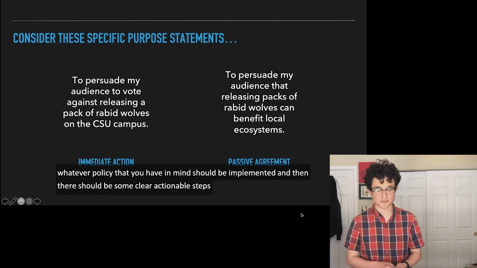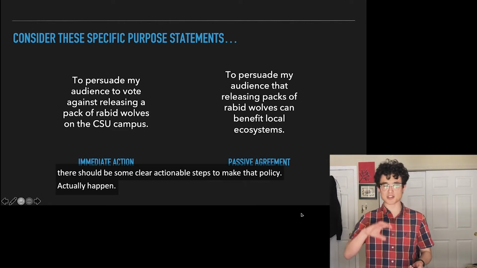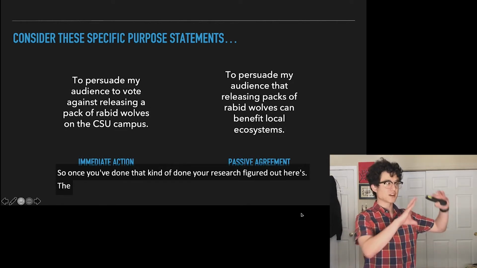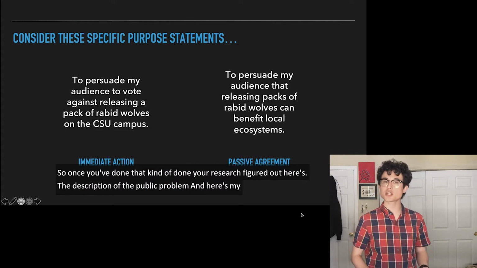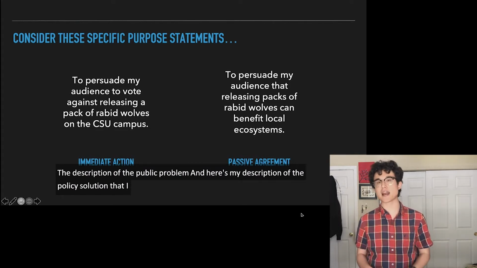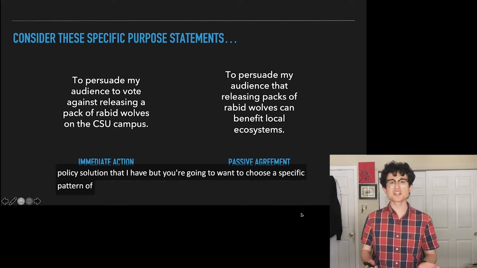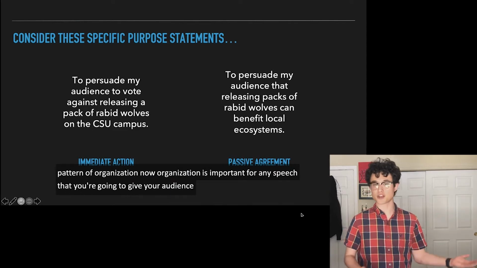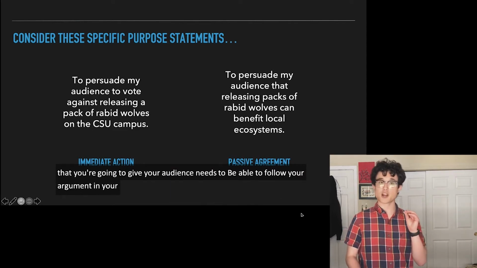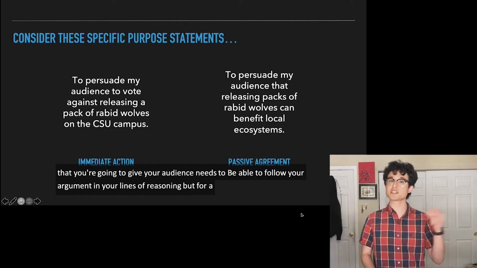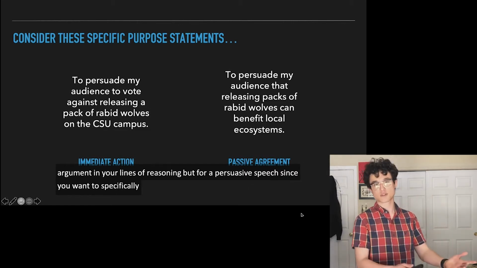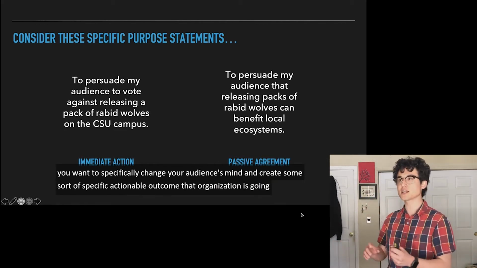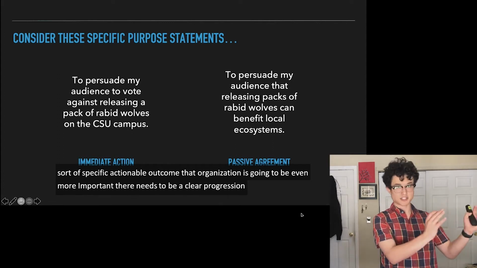So once you've done your research and figured out here's the description of the public problem and here's my description of the policy solution, you're going to want to choose a specific pattern of organization. Now, organization is important for any speech that you're going to give. Your audience needs to be able to follow your argument and your lines of reasoning. But for a persuasive speech, since you want to specifically change your audience's mind and create some sort of specific actionable outcome, that organization is going to be even more important. There needs to be a clear progression from problem to the policy solution.